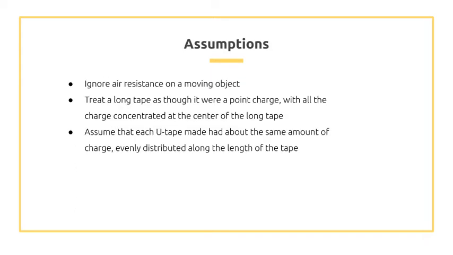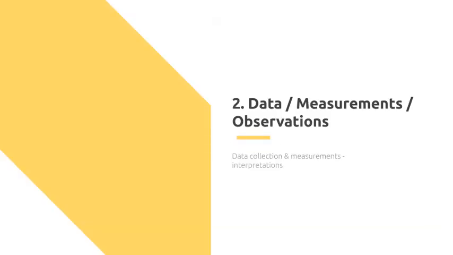Some assumptions that were made before conducting the experiment were as follows. Ignore air resistance on a moving object. Treating the tape as though it were a point charge, with all the charge concentrated at the center of the tape. And finally, I assumed that each U-tape had about the same amount of charge, evenly distributed along the length of the tape.